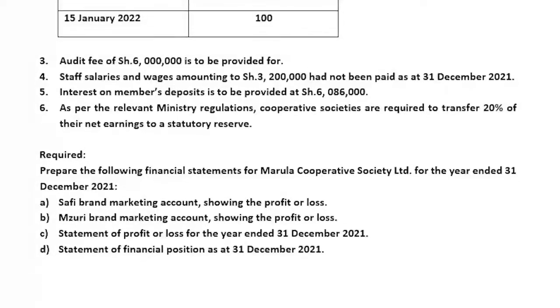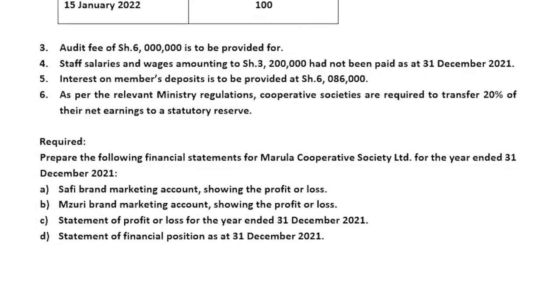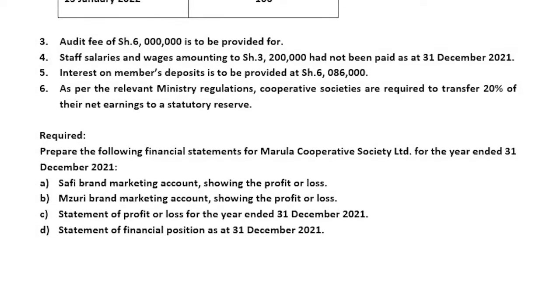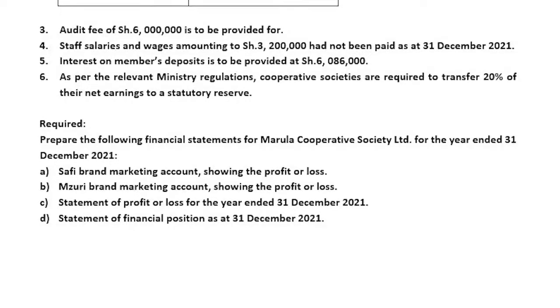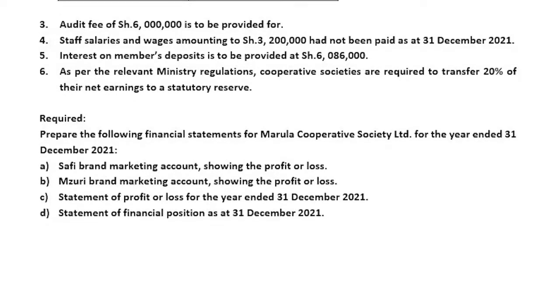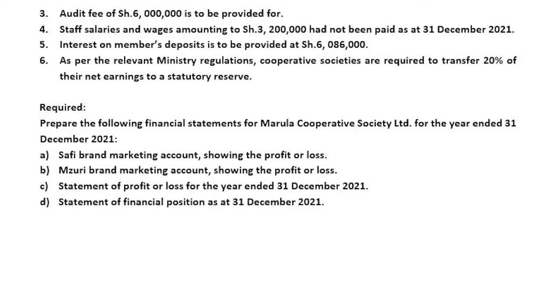This is something I mentioned in the first lesson of this particular topic, that cooperative societies are required to transfer 20% of their net profit to a statutory reserve fund. So what are we required as far as that question is concerned?